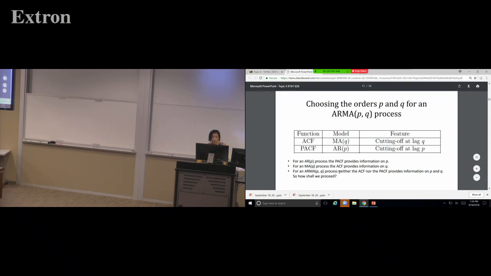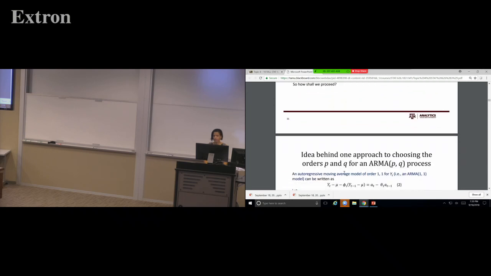So for an ARMA(p,q), though, neither function seems to give us information on p and q, right? They're both going to be damped, either exponentially decaying or with a damped sinusoidal look. So how are we going to proceed when there are no obvious cutoffs, right? So that's where we're going today.